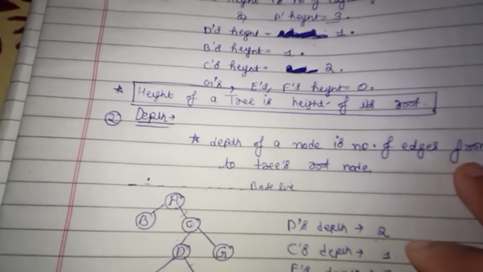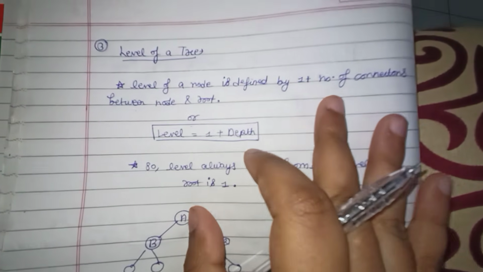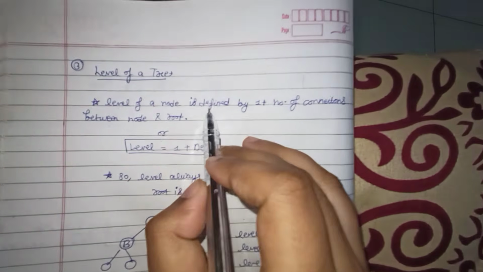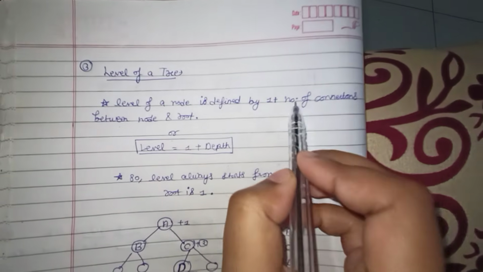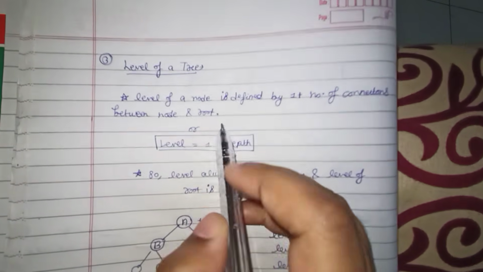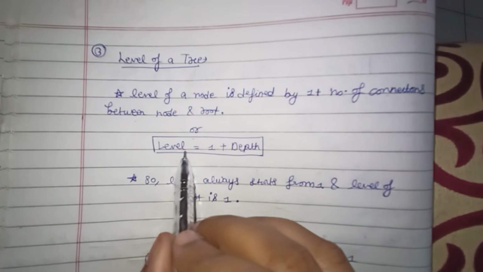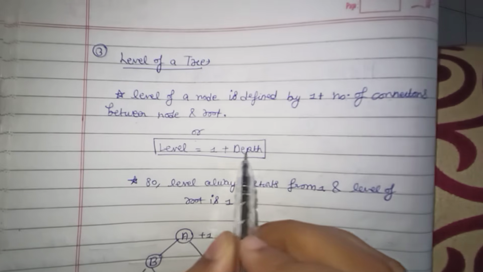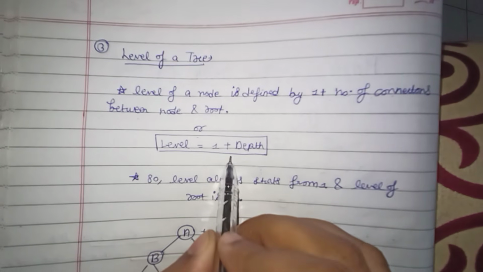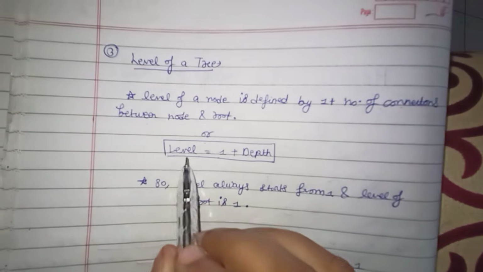Now we will see the level of a node. So now we are going to discuss the level of a node. The level of a node is defined as 1 plus the number of connections between the node and the root. Or in simple language we can say that level equals 1 plus depth. So whatever the depth of that node is, you just have to add 1 to it and it would be the level of that node.